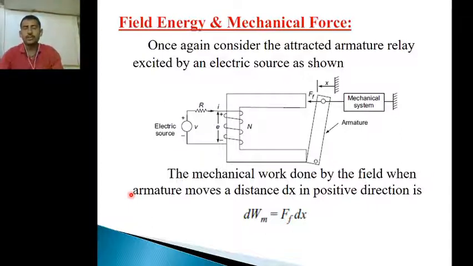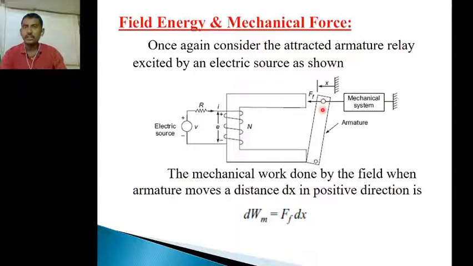So for that, once again we consider the attracted armature relay excited by an electrical source. This one is the attracted armature relay excited by the electrical source. When we give the electrical supply, it will generate some magnetic field. If the armature does not move, that is our previous condition, and if the armature moves, that is our present condition.